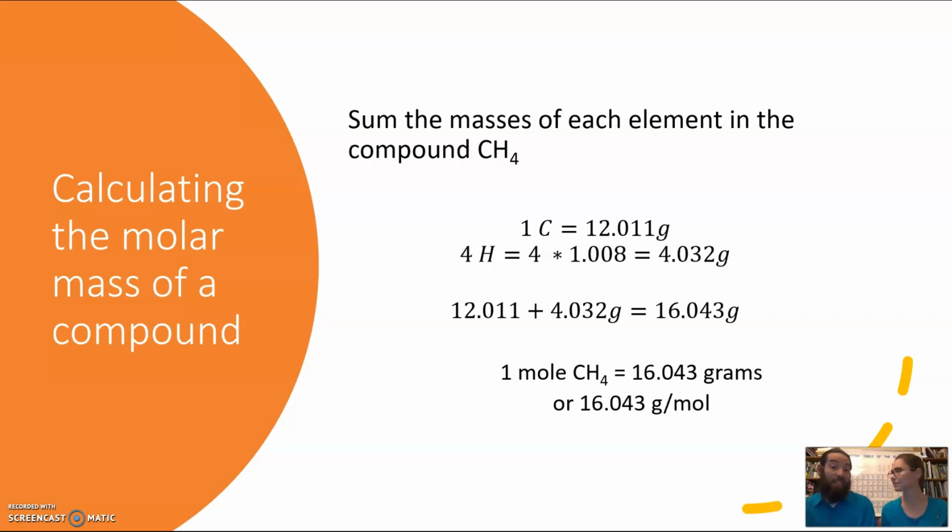This is an equality. 1 mole equals 16.043 grams. So we can use this as a conversion factor. That's where we're going with this. Now, if you didn't know where the 4 hydrogens came from, it's from this little number here. The subscripts tell you how many of each atom there are. The 1 we just leave out. So there's 1 carbon and 4 hydrogens.